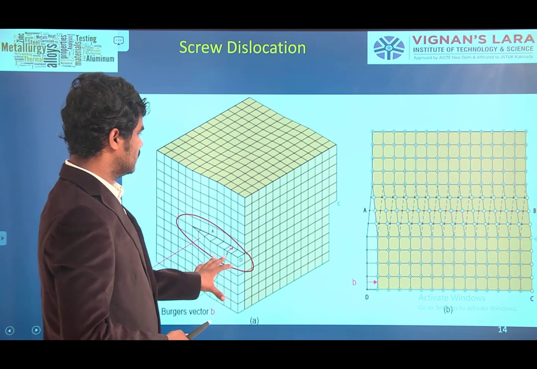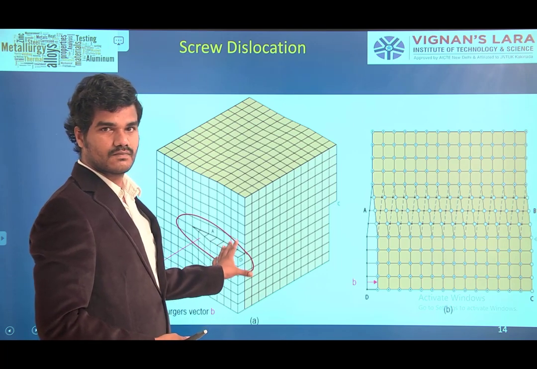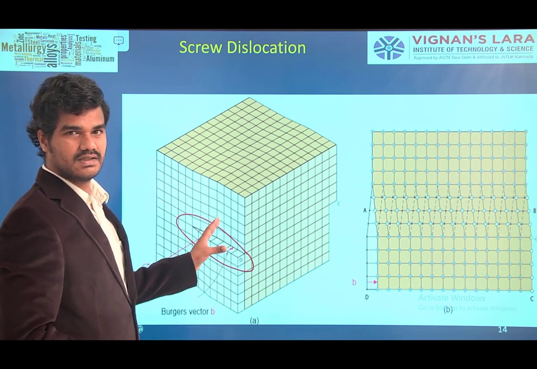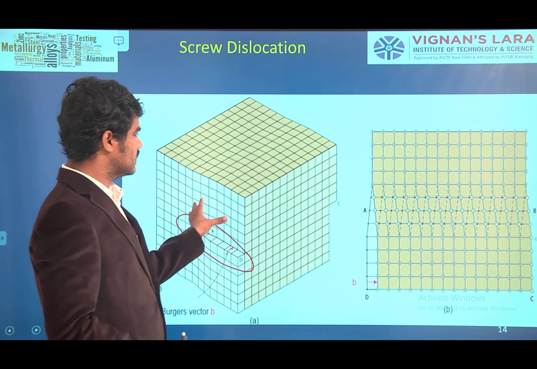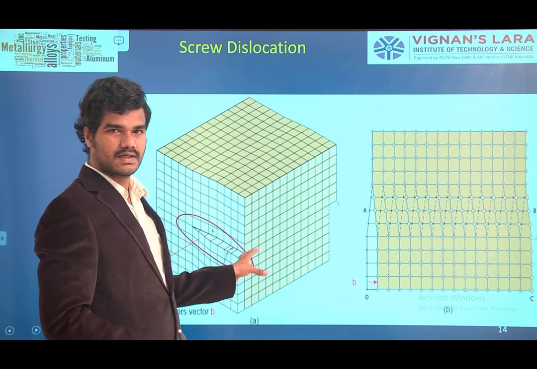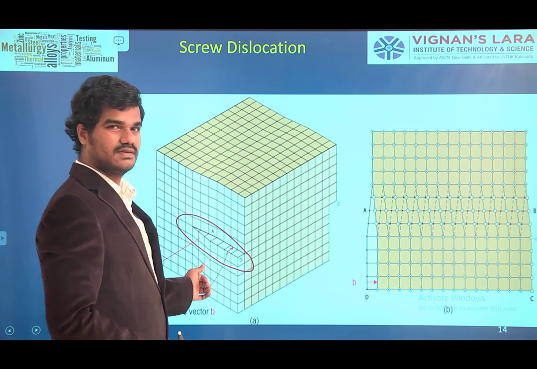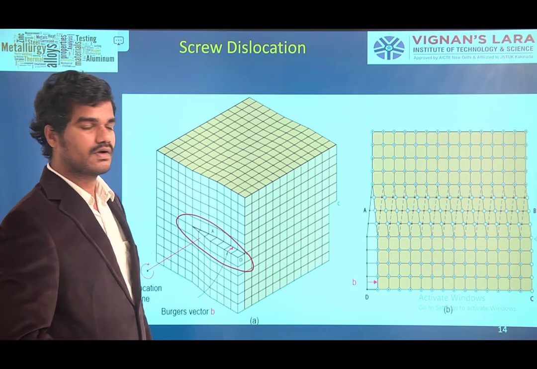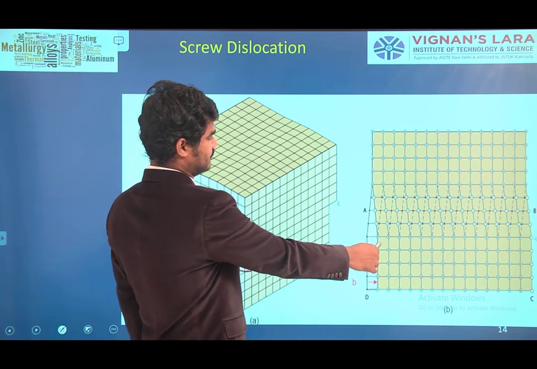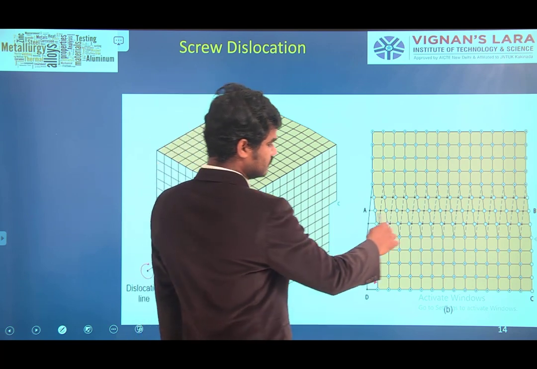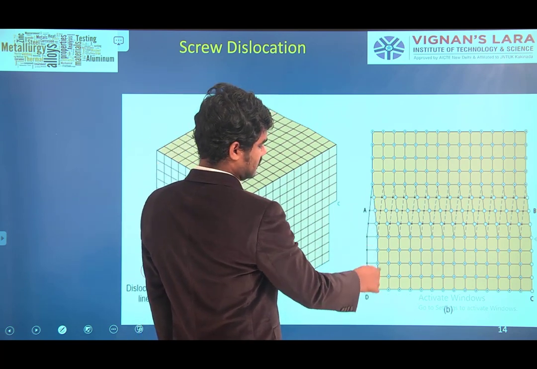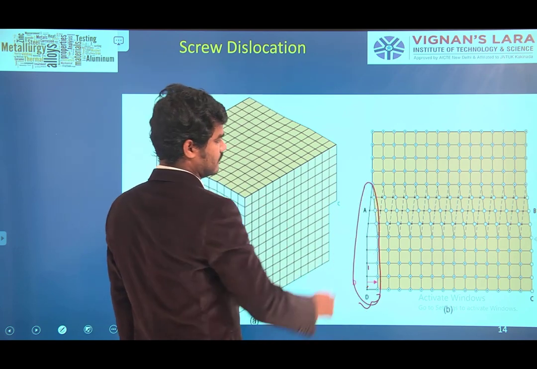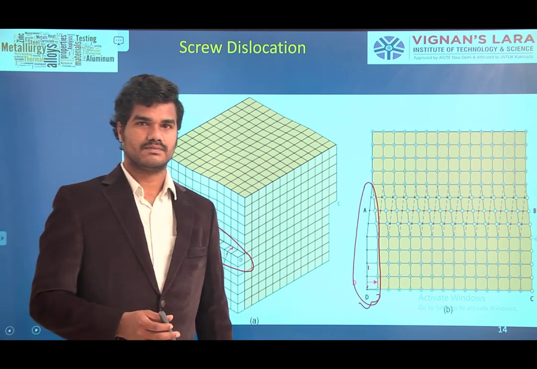So this is an isometric view of the grain. Inside the grain or crystal, the arrangement of atoms is properly packed like this, but some extra packing is there. So this type of dislocation of atoms is screw dislocation. And this is the top view. In the top view, you can see this extra dislocation, this part. Hope you understand.